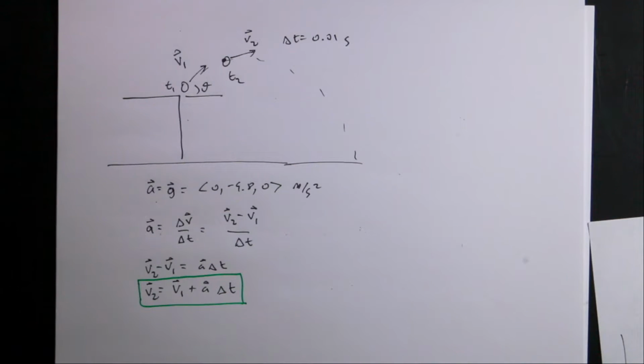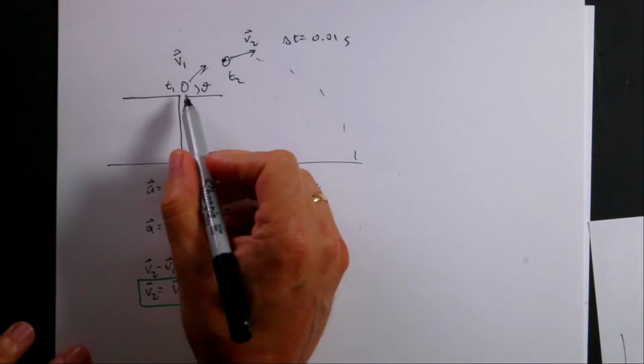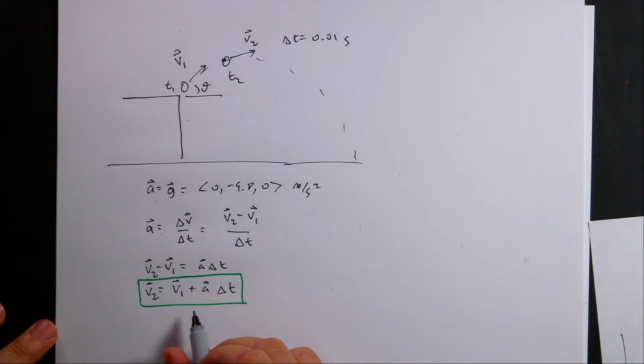So this says if I take my acceleration and multiply by my time interval 0.01 seconds, and I add that to my velocity that I started with, I'll get the velocity at the end of the 0.01 seconds. Yay. And that's pretty cool.